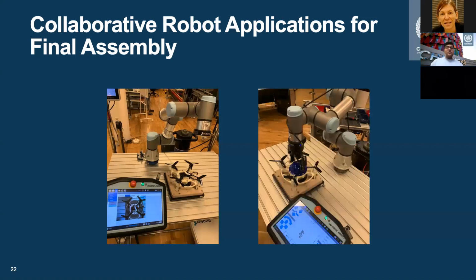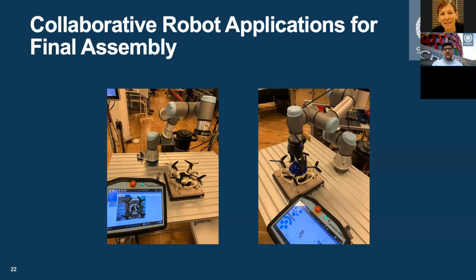But we also thought, okay, if the same system or the same workstation can also be used for assembly. So we demonstrated that the robot can do quality assurance, but with a gripper attached to it, it can also take over the task of assembling the product itself.